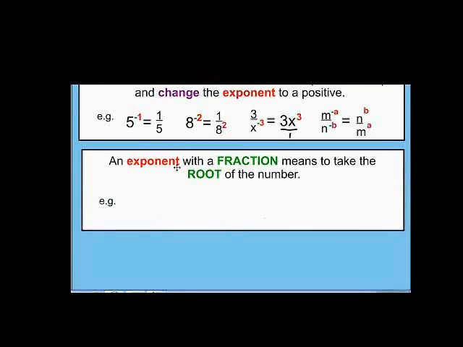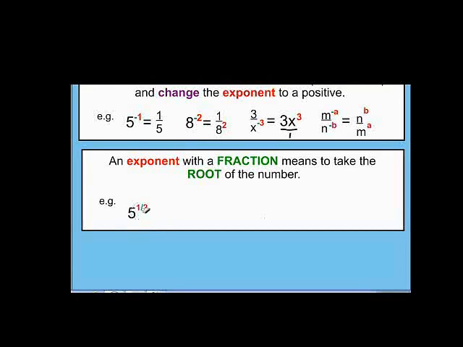All right, one last one to look at. An exponent with a fraction means to take the root of the number. Again, it means, how can I multiply a number by itself half a time or 1/3 of a time? And again, it's a little bit abstract to think of it that way, but mathematically it works.